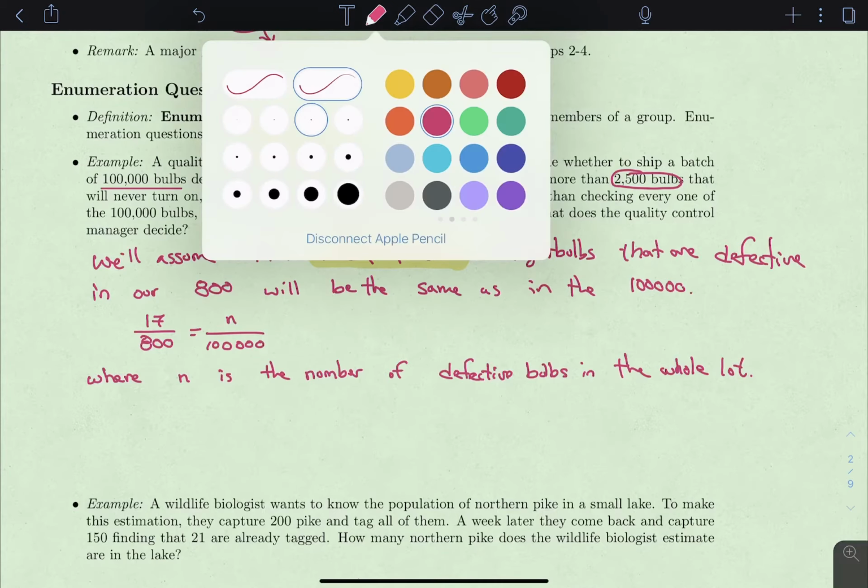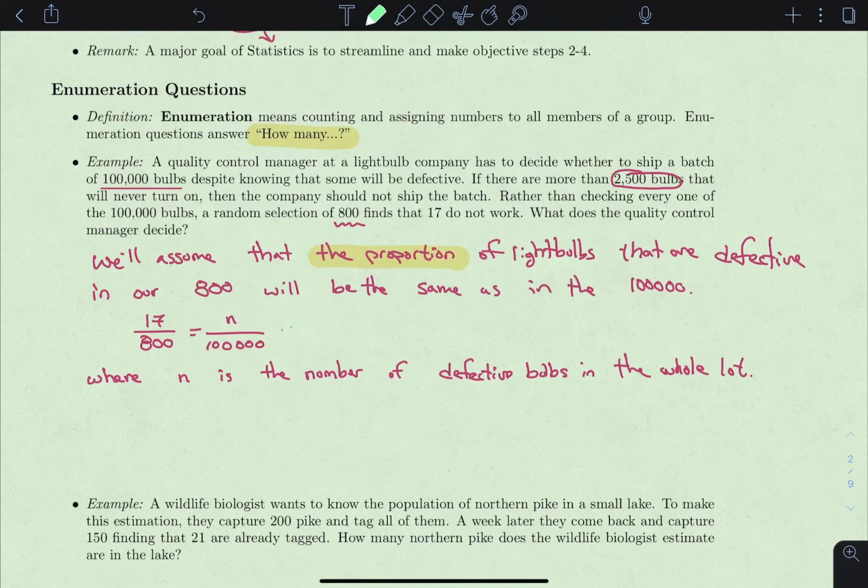If you multiply both sides of these equations by 100,000, those turn themselves into 1, and we're left with 100,000 times 17 over 800. N equals... And let's just go ahead and do that.